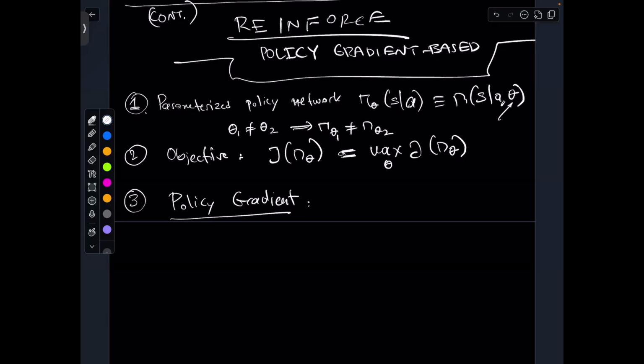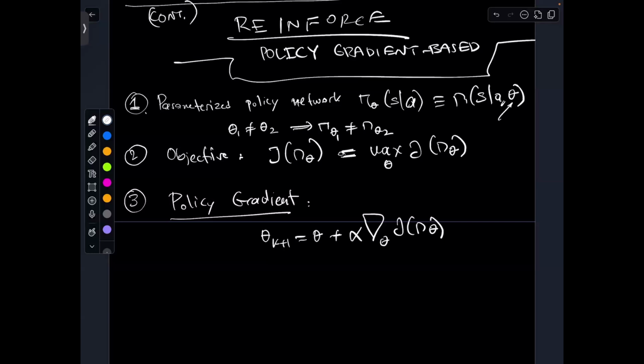Of course, the policy gradient is going to be used over here. So theta k plus 1 is equal to theta k, in the case of stochastic gradient ascent, plus alpha times the gradient over theta of J of pi theta. This alpha here is called the learning rate.